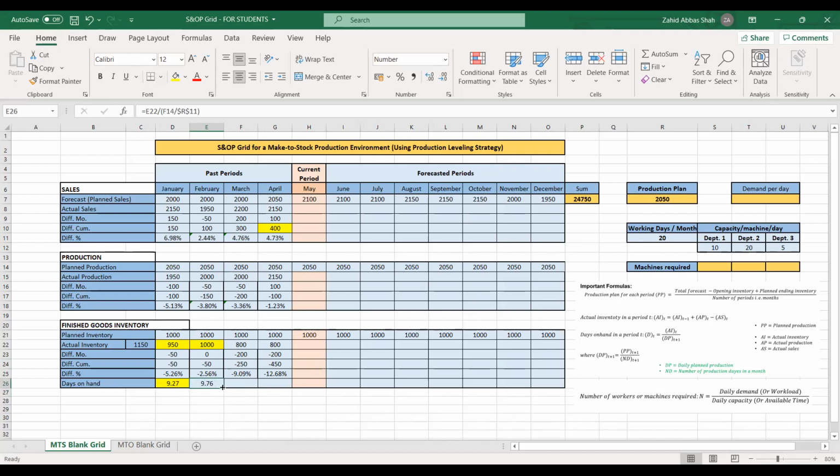Similarly, you can make calculations for March and April. So as we are not having the actual inventory for May, the inventory on hand for May is 0. But once we get some amount here, we can have actually that inventory in terms of number of days for June.